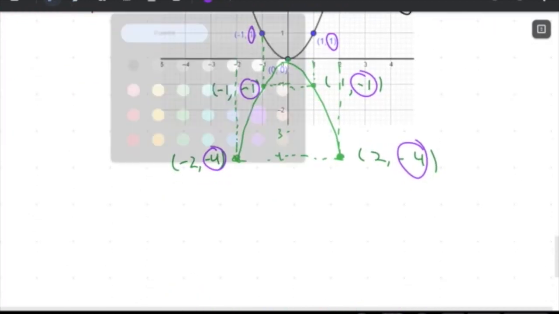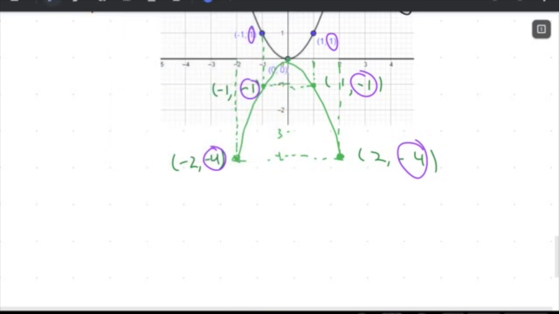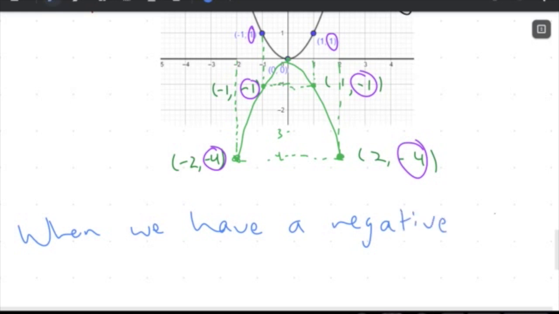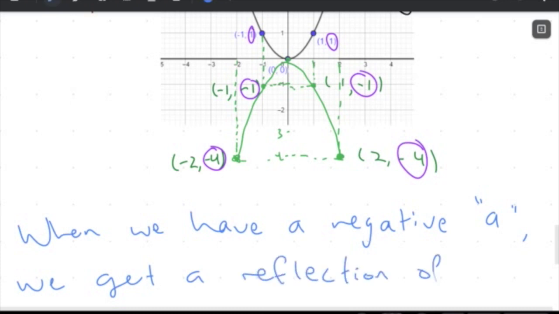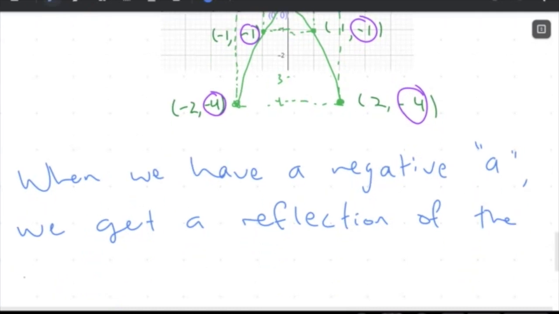So let's write down what we have just learned. So when we have a negative a, we get a reflection of the original parabola. Okay, and that's what we got here.